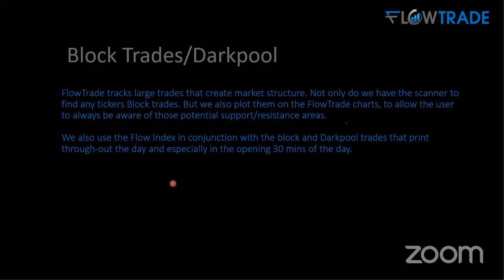So like I say here, we also use the flow index in conjunction with the block and dark pool trades that print throughout the day, and especially in that first 30 minutes of the day, like I had said in the beginning. It's really important for that first 30 minutes because that's what's setting up the rest of the day, essentially. Once we come down to one of those areas and a block trade comes through, and then we see the flow index start moving up, well, in my opinion, I'm saying that's a buy. Now, the way I do it is I will throw my trade on there, and that will be my support. Wherever that block trade came through is my support, which I'm going to show you an example of on the next slide, actually.